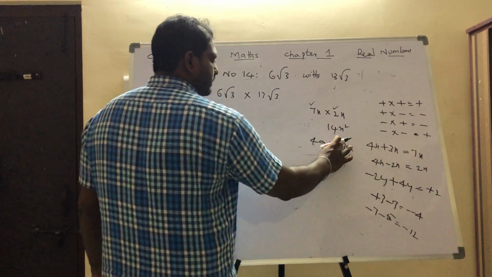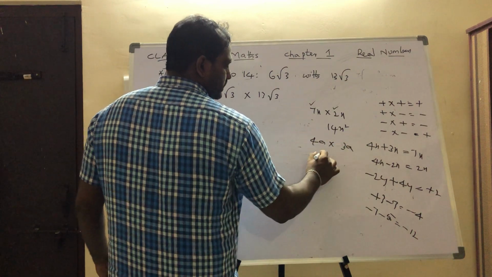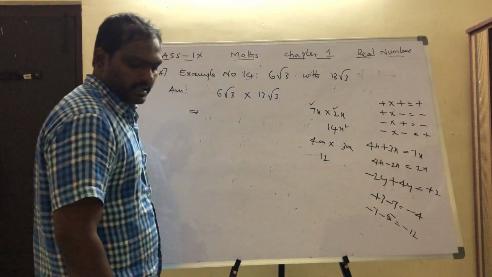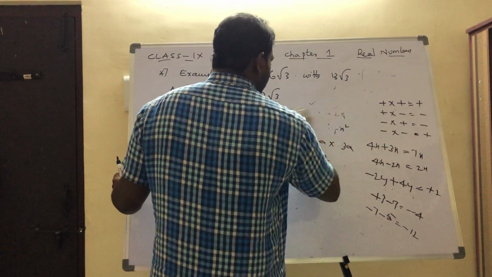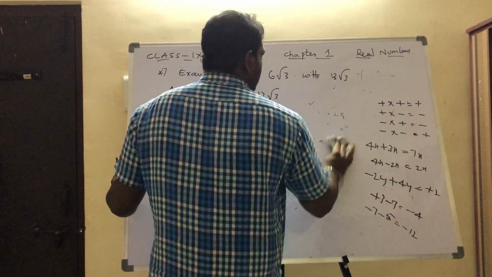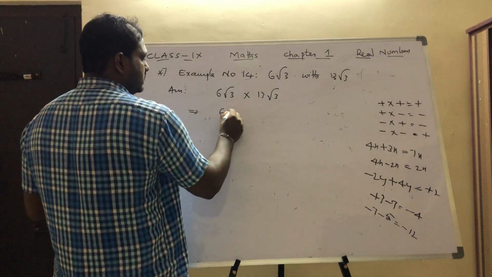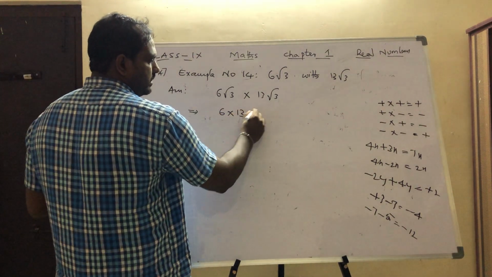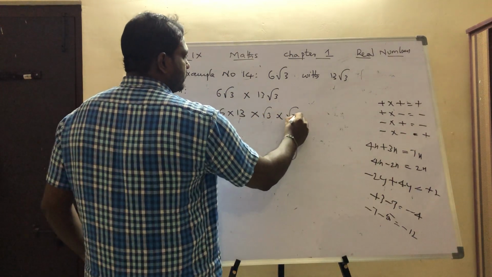Next, 4a into 3a. What will you do first? We will do 4 into 3, 12, a into a, a square. Similarly, here also what we have to follow is that first you multiply the coefficients. So what are the coefficients here? First 6 into 13, into root 3 into root 3.